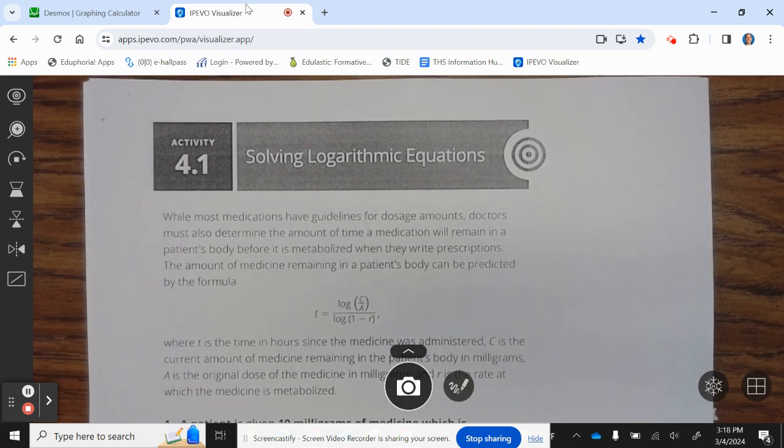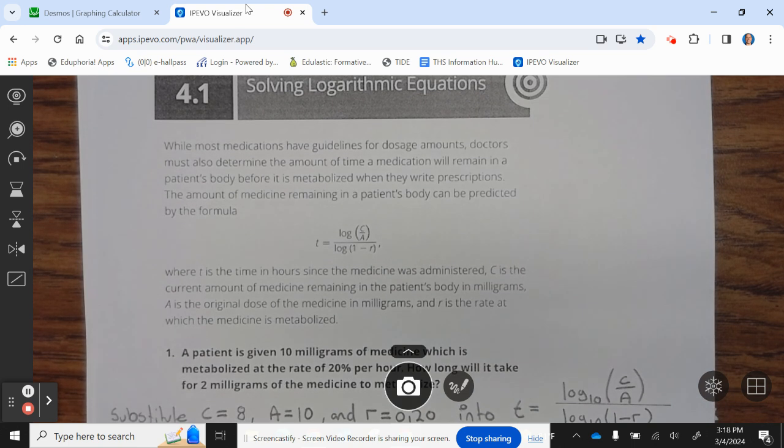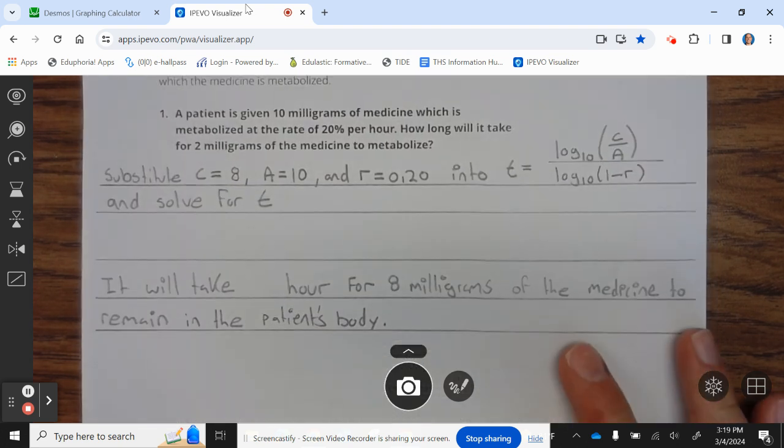Activity 4.1, solving logarithmic equations. While most medications have guidelines for dosage amounts, doctors must also determine the amount of time a medication will remain in a patient's body before it metabolizes when they write prescriptions. The amount of medicine remaining in a patient's body can be predicted by the formula, where T is the time in hours since the medicine was administered, C is the current amount of medicine remaining in the patient's body in milligrams, A is the original dose of the medicine in milligrams, and R is the rate at which the medicine is metabolized. Let's take a look at number 1.